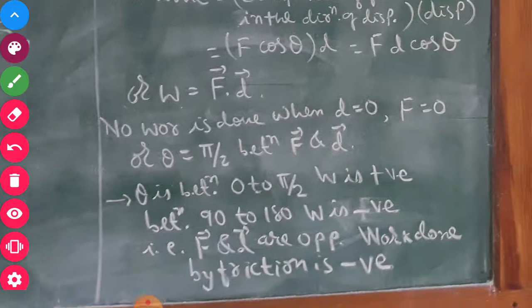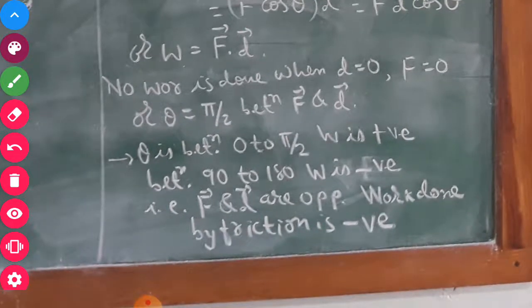Now we talk about angles. Okay, if theta, that is the angle between force and displacement, is between 0 to 90 degrees, that is pi by 2, work done will be positive. If the angle between force and displacement is between 90 to 180 degrees, then the work done will be negative. And at 90 degrees, the work done will be 0.